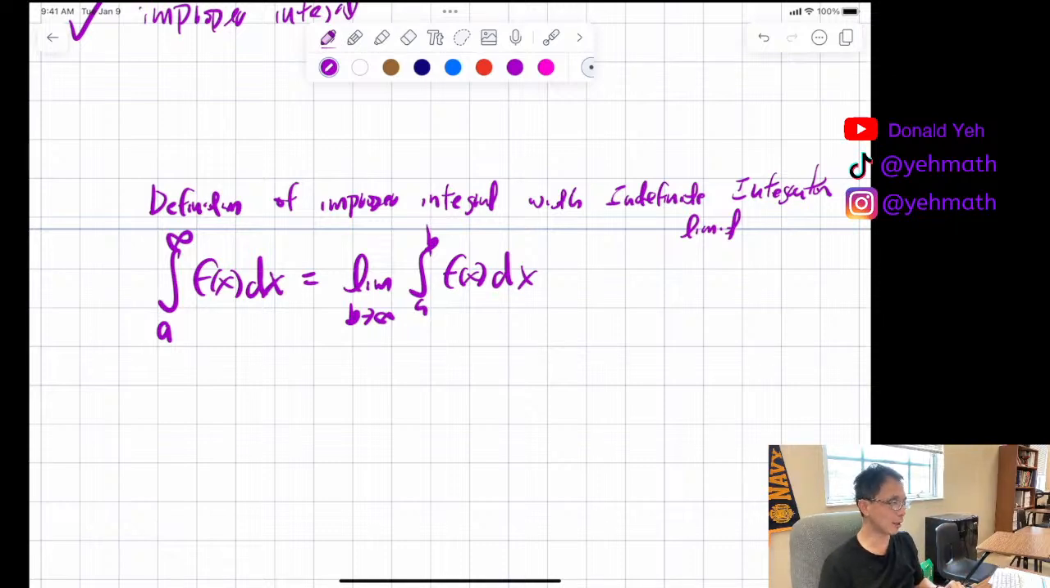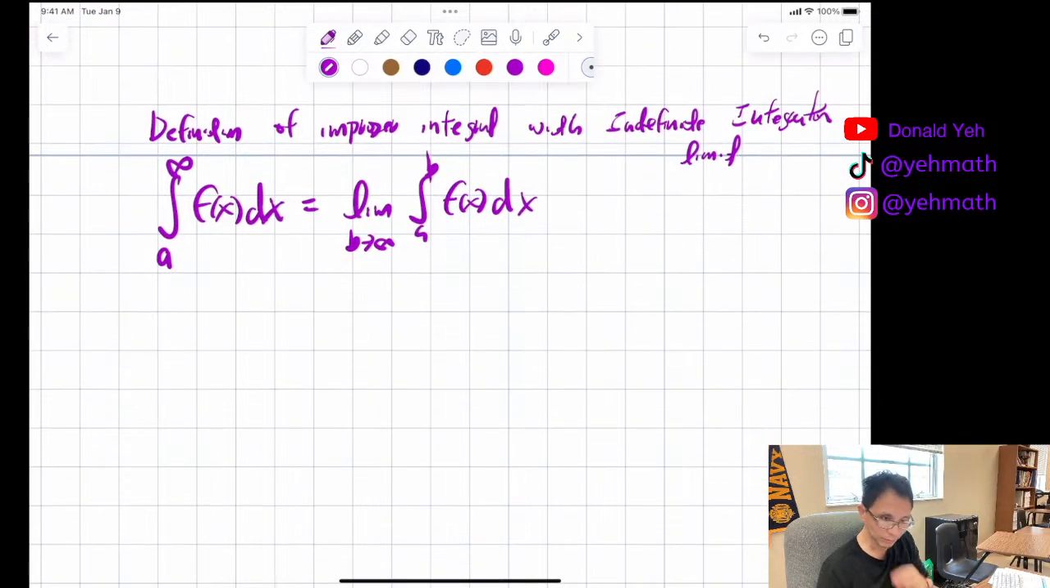1 over x squared is called Gabriel's horn. I don't know. You saw it on a math competition question. They would say Gabriel's horn. It's like 1 over x squared from 1 to infinity. So that's the first situation.